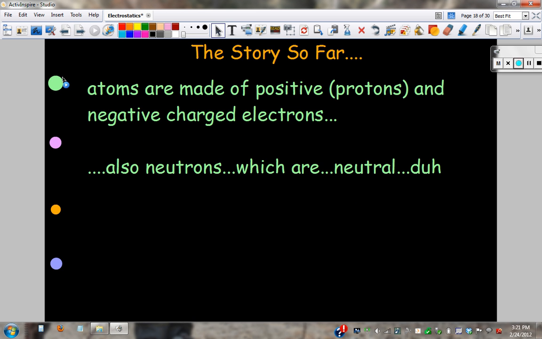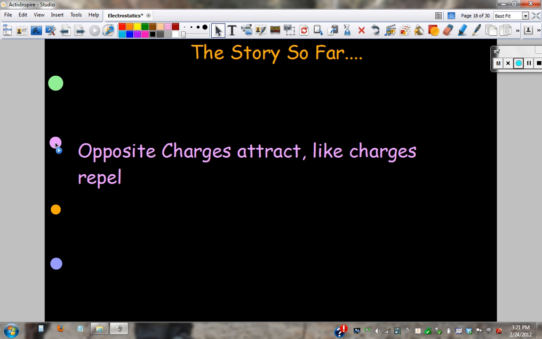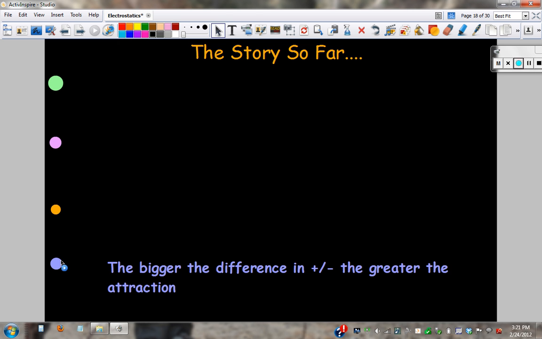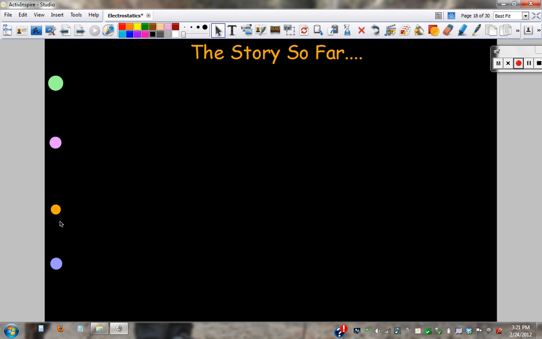What we know so far is that atoms are made of positive protons and negative electrons. Neutrons are neutral. Opposite charges attract and like charges repel. An object becomes charged when there is an unbalance of positive and negative charge. The bigger the difference, the greater the attraction. There's lots of really cool demos we did with the Van de Graaff generator that we're not going to be able to do because we're online.